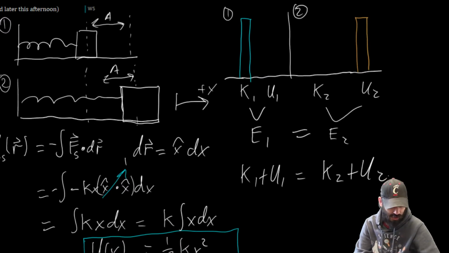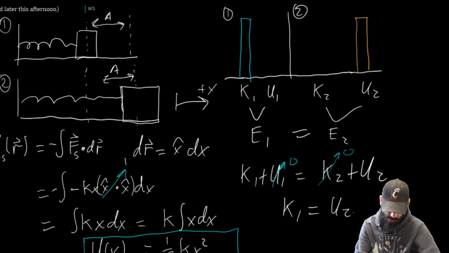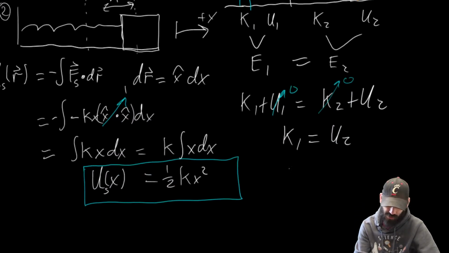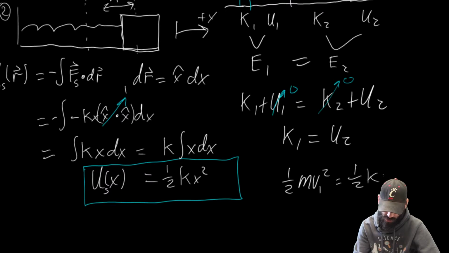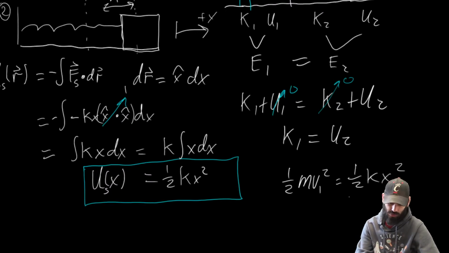But based on our bar charts, we see that K1 is going to be non-zero, U1 is 0, and then in state 2, K2 is going to be 0. So this ultimately says K1 is going to be equal to U2. And so ultimately, 1/2 mv1 squared is going to be equal to 1/2 kx2 squared, okay? Where v1 is the velocity we're trying to solve for.